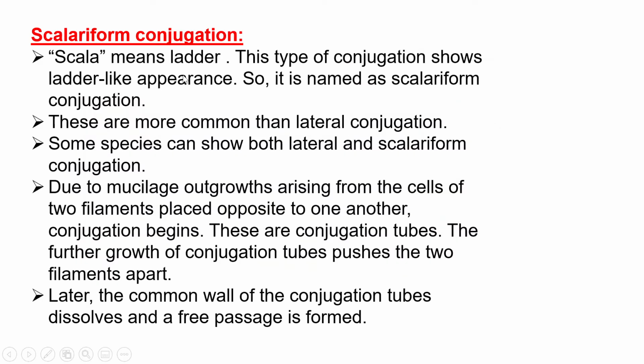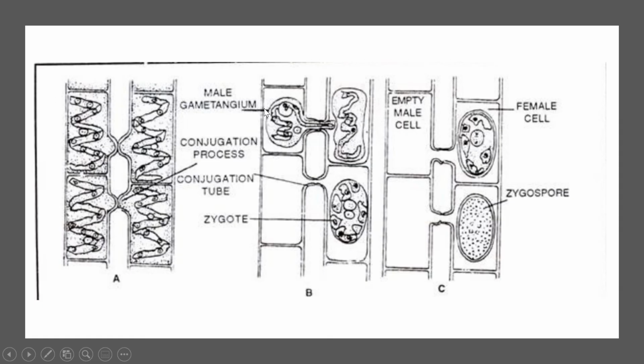Scalar means ladder. So this type of conjugation shows a ladder-like appearance, and it is named scalariform conjugation. Here we see it looks like a ladder. This scalariform conjugation takes place between two different filaments of Spirogyra, so it is known as heterothallic.